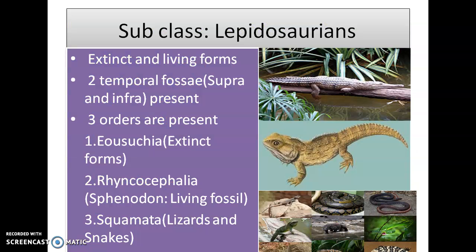Then the subclass Lepidosauria. Lepidosauria includes most of the extinct as well as living forms. When we look at the skull, we can see that they are actually diapsidans, with both supra and infratemporal fossae. Here you can see three different orders. They include Eosuchia, the extinct forms, Rhynchocephalia, which includes the Tuatara lizard Sphenodon, considered a living fossil, and Squamata, the living forms, which include lizards as well as snakes. So this is the subclass Lepidosauria.